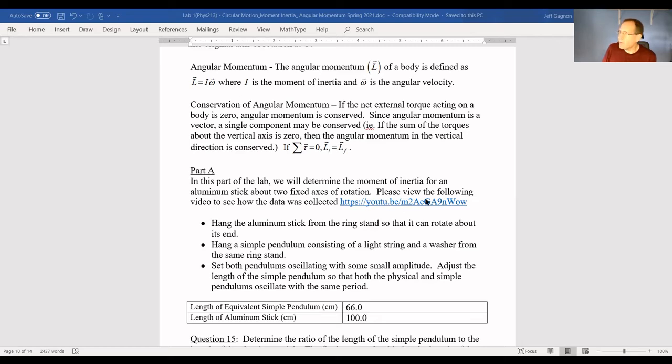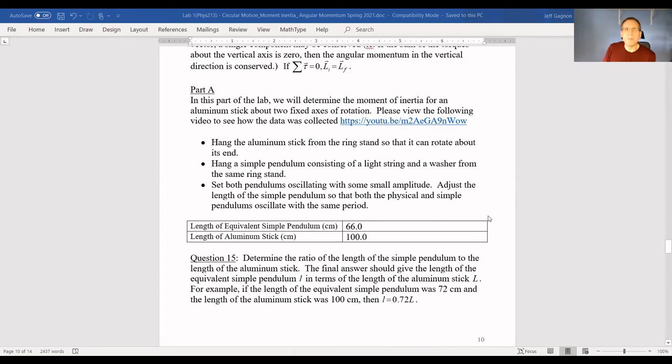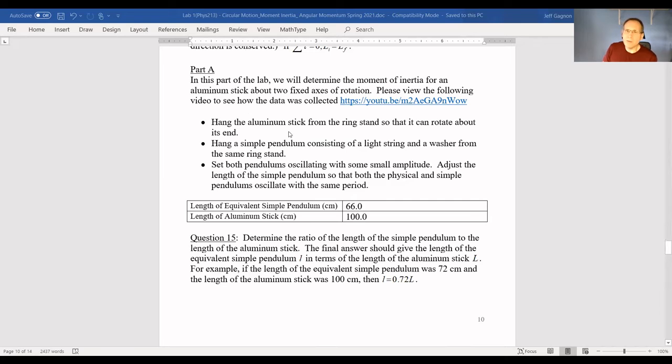This was the experiment involving the aluminum stick. First we hung the aluminum stick from the end, so we're going to calculate the moment of inertia about the end first.